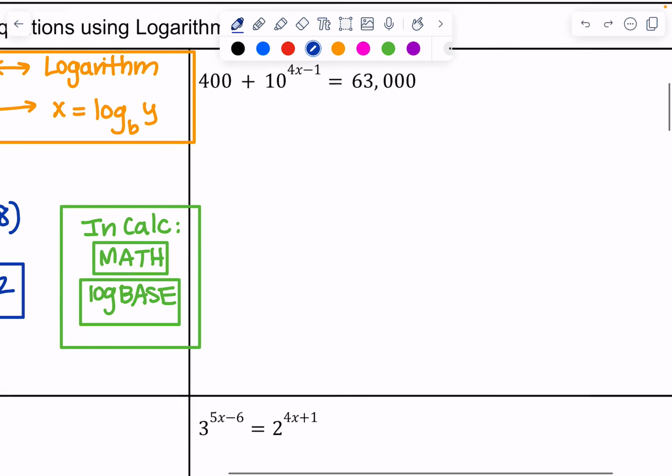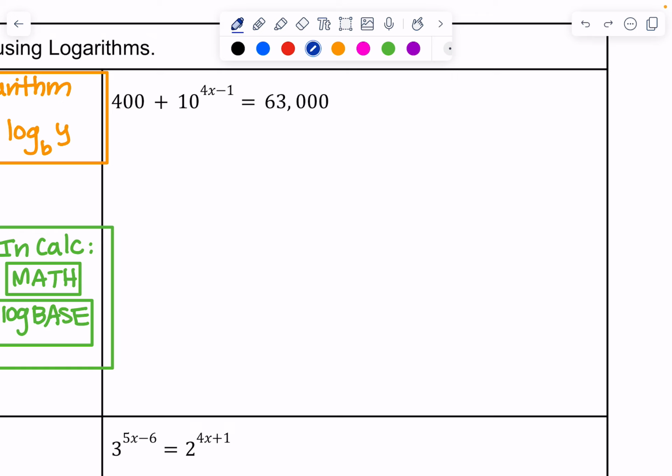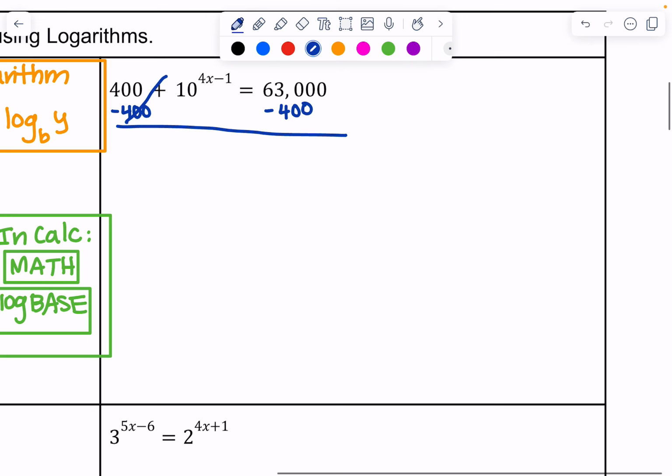All right, for the next problem, I have 400 plus 10 to the 4x minus 1 is equal to 63,000. I need to get the part with the exponent by itself first. So the first thing I need to do is subtract 400. And when I do that, I have 10 to the 4x minus 1 is equal to 62,600.